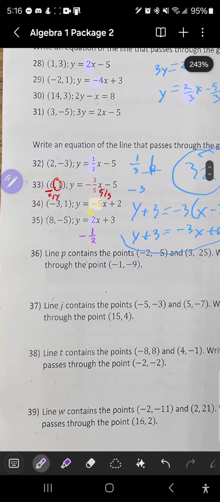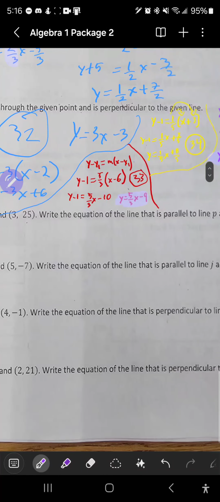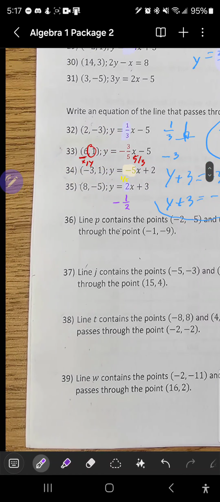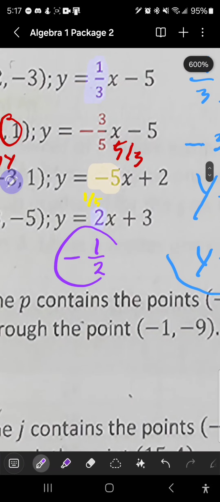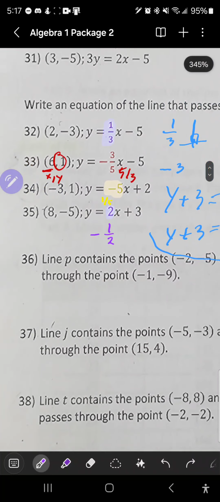Yep. Now for 36, line P contains the point. Write the equation of the line that is parallel to line P and passes through the point. First, what we need to do is find the slope. As we just saw in the ones before, the first step we always did was find the slope. So we use the slope formula. Pretty simple.